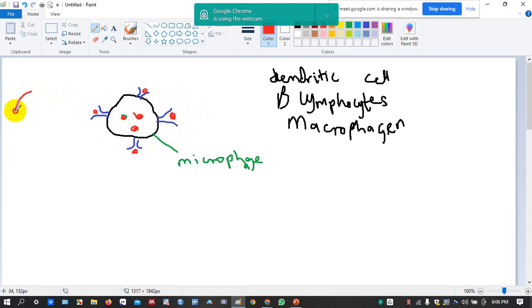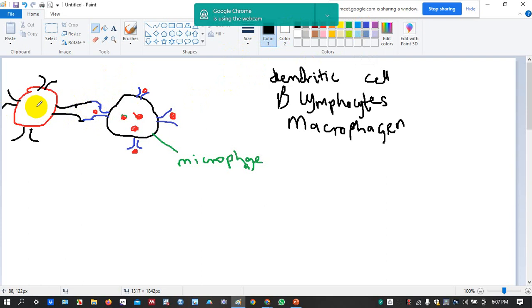So if this is a T helper cell, it has receptors for the antigen. Let's make it black. So these are its receptors for this antigen. So the receptor will come and bond on. So there will be a linkage. They will come together. There will be a linkage.